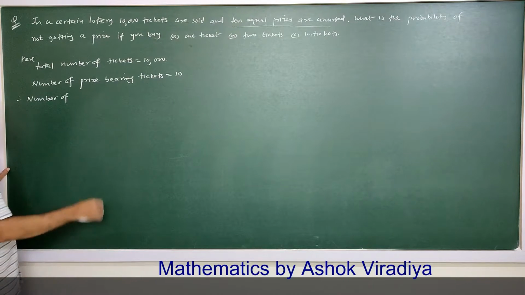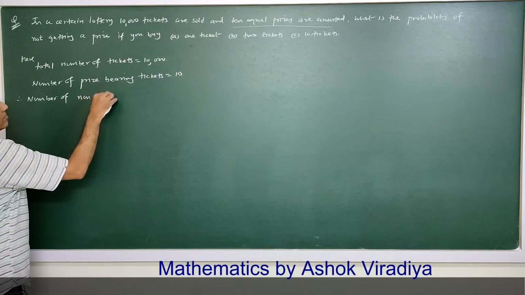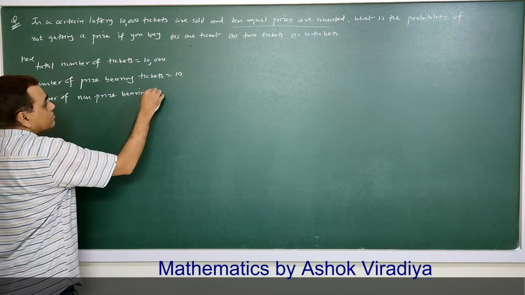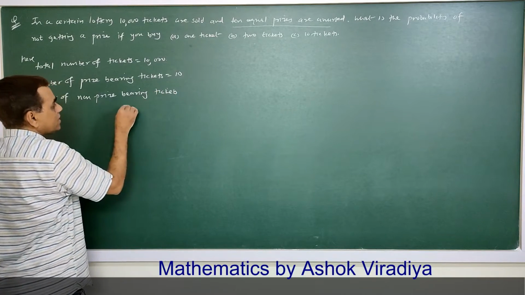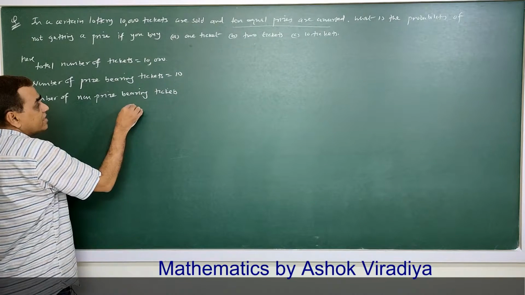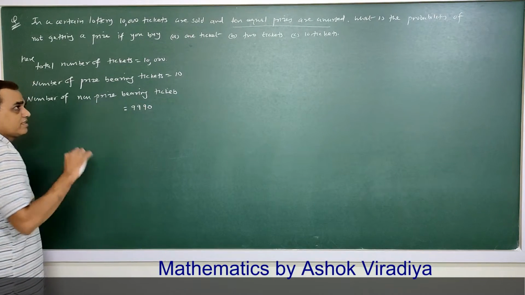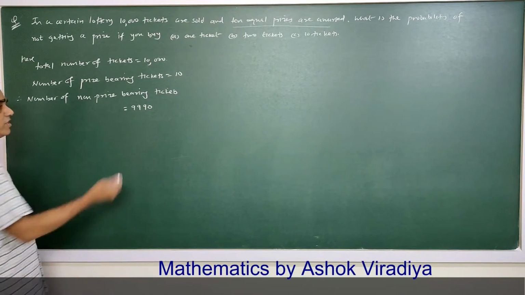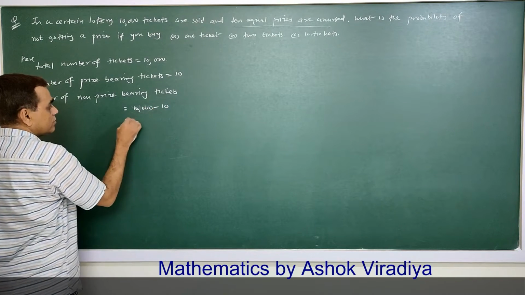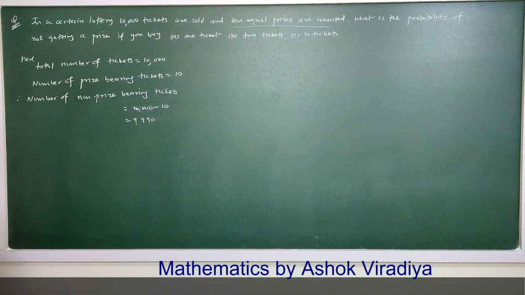Therefore, the number of non-prize bearing tickets is 10,000 minus 10, that is 9,990. 10,000 minus 10, so 9,990 tickets are non-prize bearing.